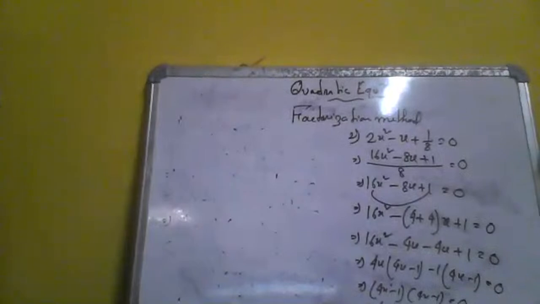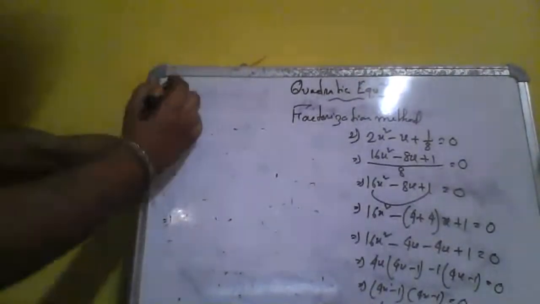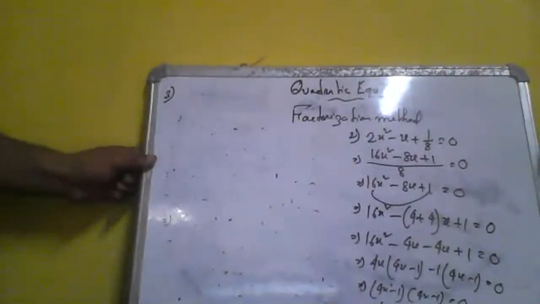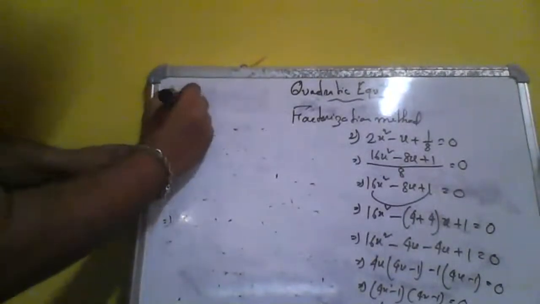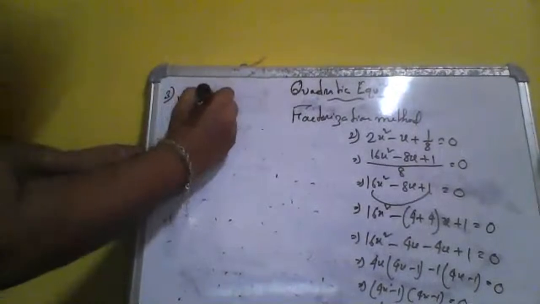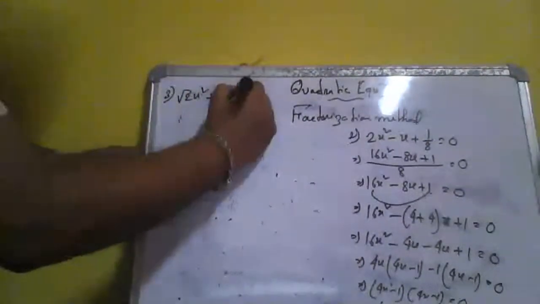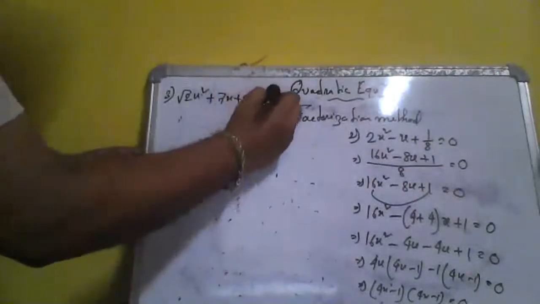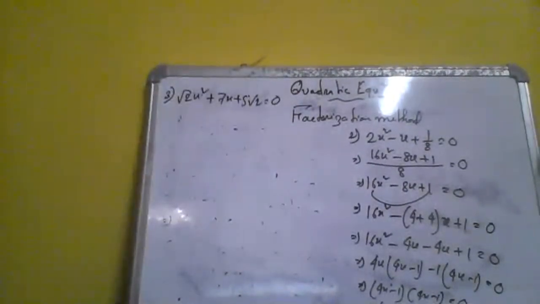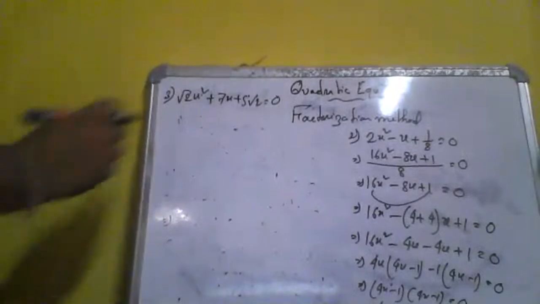Now, other questions, you write it. Root 2x square plus 7x plus 5 root 2 equal to 0. This one also, factorization method.